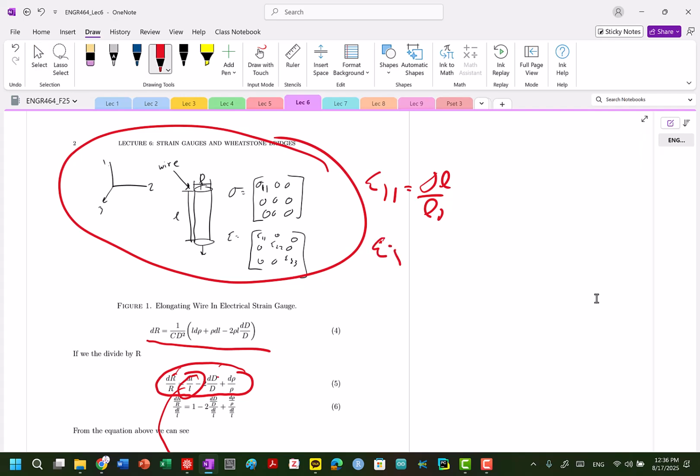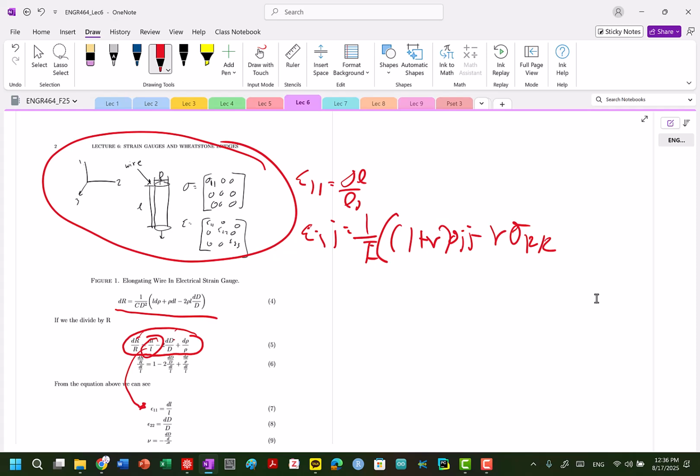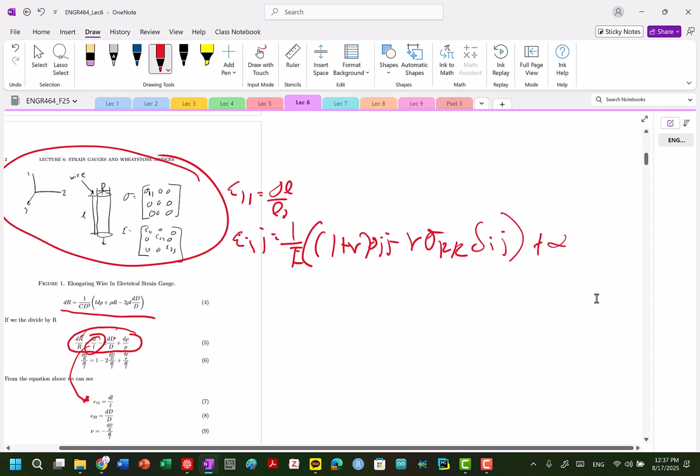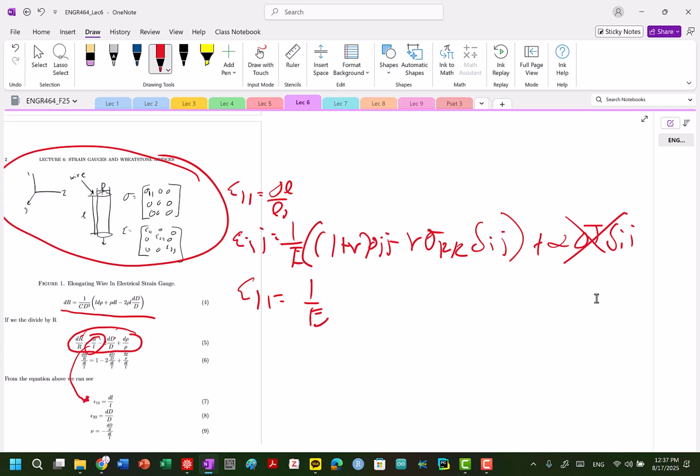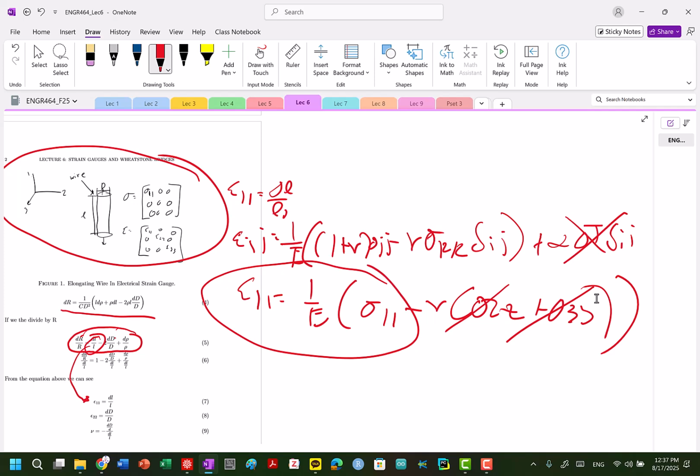So remember, we're doing epsilon ij equals 1 over E times (1 plus nu) sigma ij minus nu sigma kk delta ij, and then plus alpha delta T delta ij. Here, there's no change in temperature, so that's fine. If I want to write out the strain, the 1,1 is going to be equal to 1 over E times sigma 1,1 minus nu times (sigma 2,2 plus sigma 3,3). Now, what is sigma 2,2 and sigma 3,3 here? 0, 0. So that's how we can relate stress and strain here.